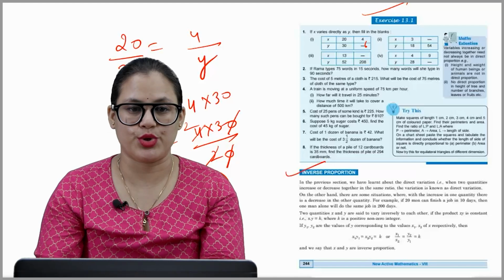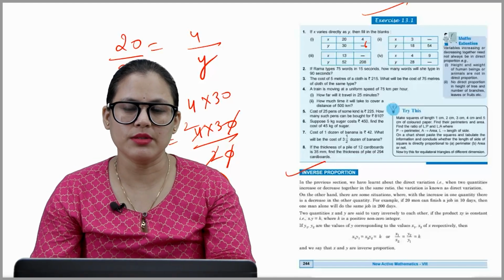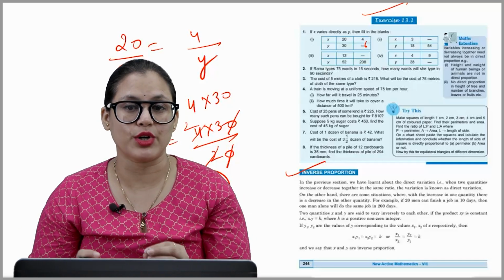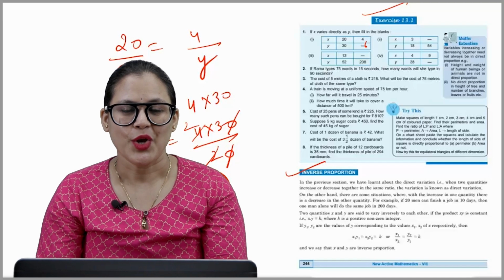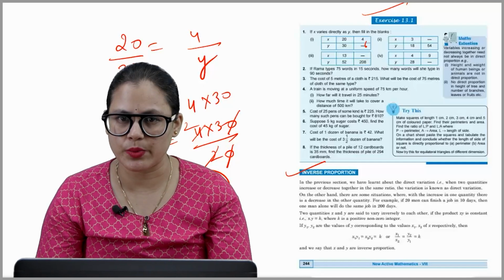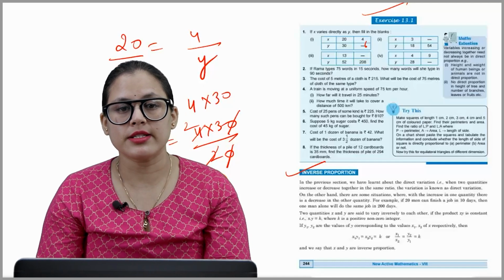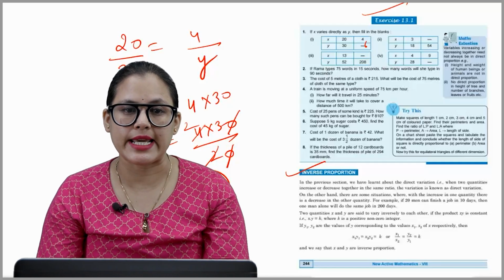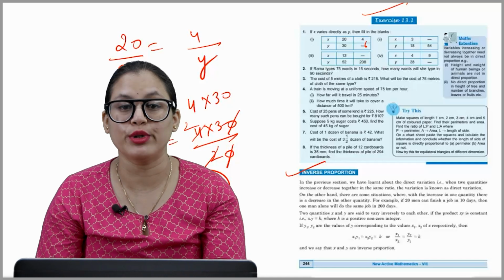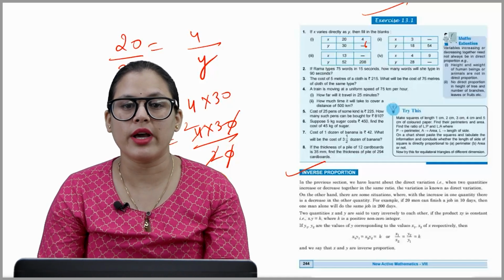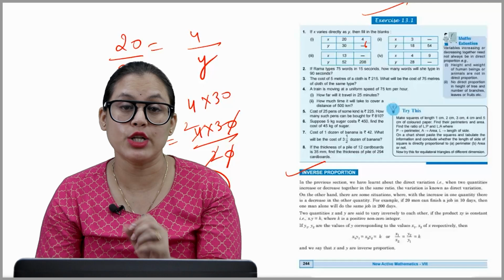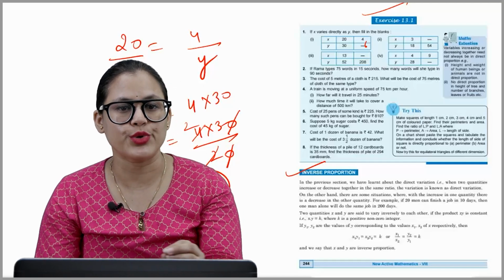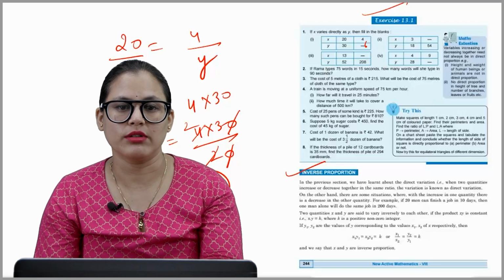Next, inverse proportion. In the previous section, we have learnt about direct variation. That is, when two quantities increase or decrease together in the same ratio, the variation is known as direct variation. On the other hand, there are some situations where with the increase in one quantity, there is a decrease in the other quantity. For example, if 20 men can finish a job in 10 days, then one man alone will do the same job in 200 days. Two quantities x and y are said to vary inversely to each other if the product xy is constant, that is xy is equal to k, where k is a positive non-zero integer.